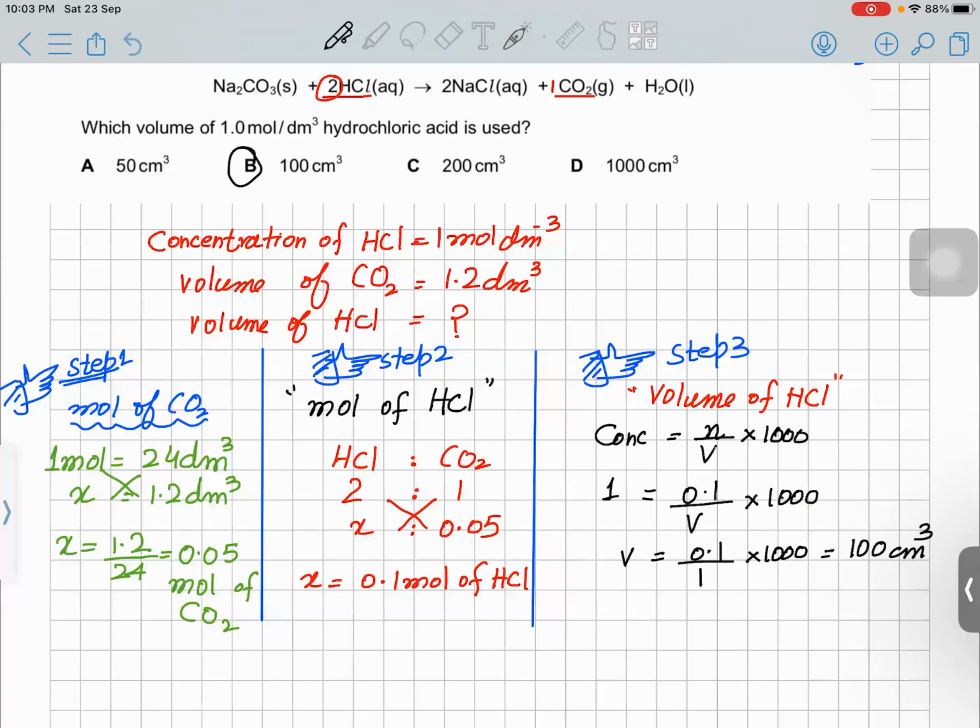Sir, what is the formula for finding volume? Like volume equals to concentration. No, no, no. Volume is equal to mole upon concentration multiplied by 1000.